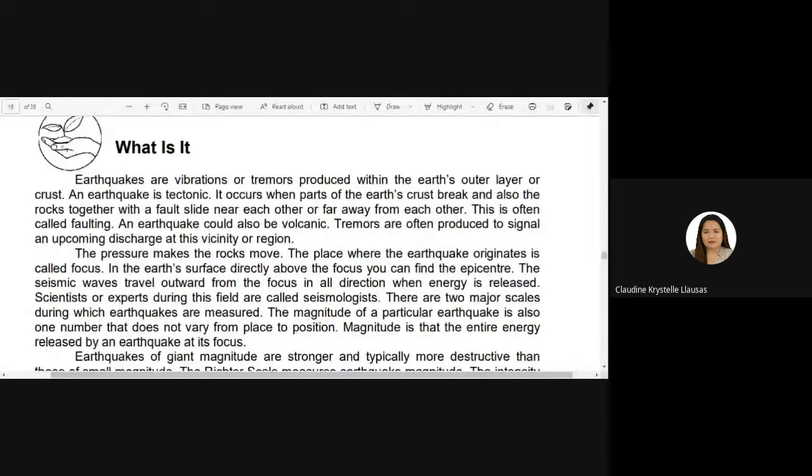Okay? The seismic waves travel outward from the focus in all directions where energy is released. That is why katong mga lugar nga duol sa epicenter kusog ang ilang bation nga linog. Nasabtan?